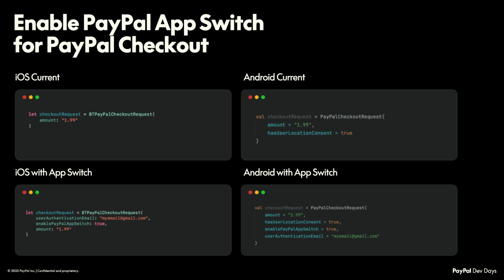And then this is also available. We didn't cover it in the slides earlier, but it's also available for the PayPal checkout request. So whether or not you're doing one-time checkout or vaulting, you can use this. It's the exact same parameters, the enable PayPal app switch and the user authentication email.